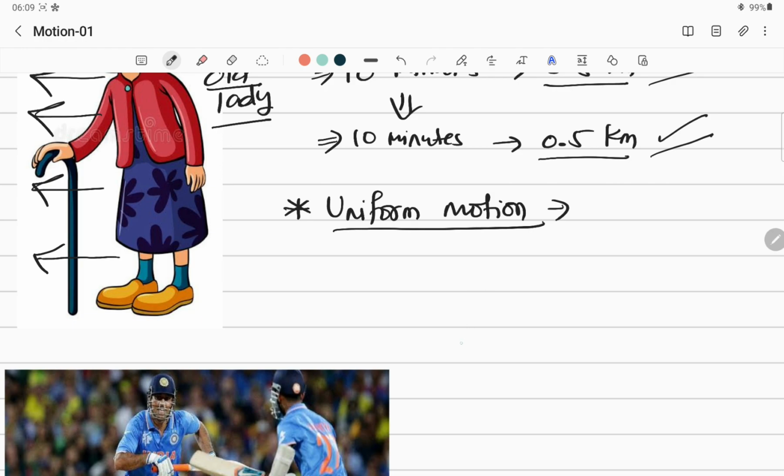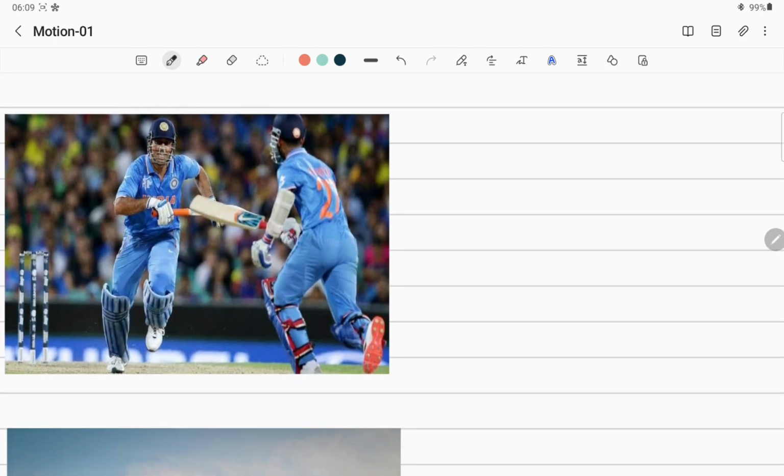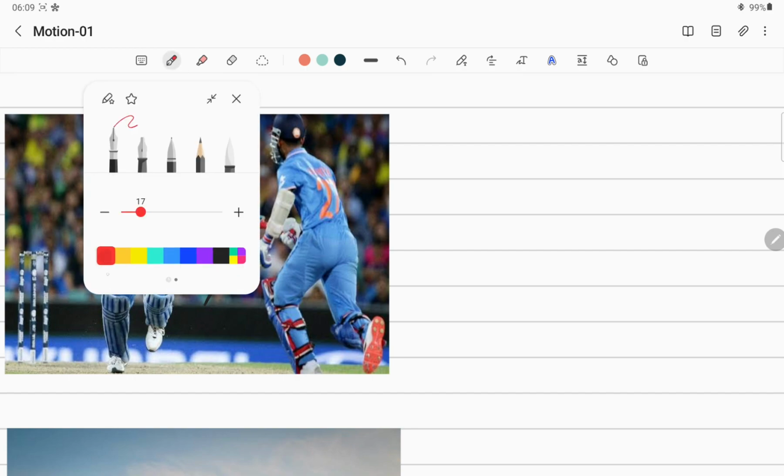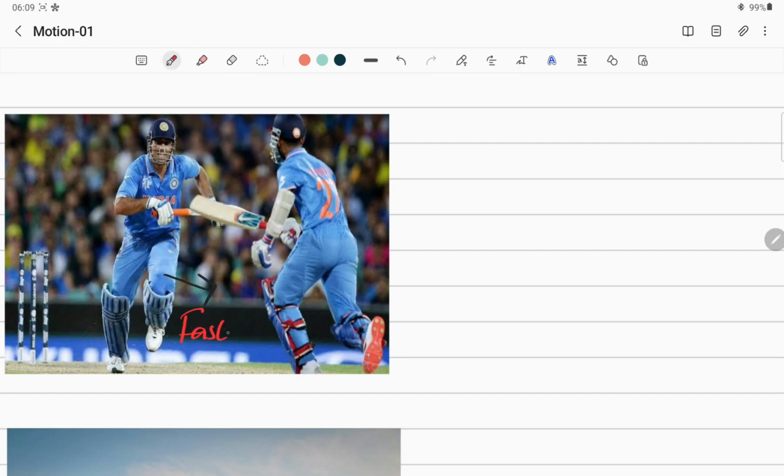I have taken the example of Dhoni also here. For example, if you see Dhoni, when the ball is very near and he wants to take a run, he will run very fast, right? Dhoni will be going very fast to take that run. If the ball is very far away, he may go slow also. Now his speed is not constant. He is traveling with different speeds according to the situation.